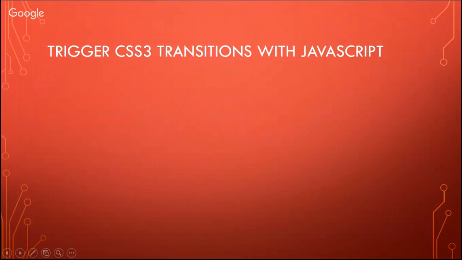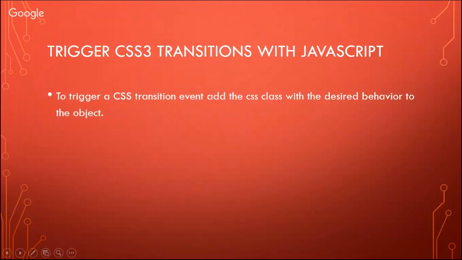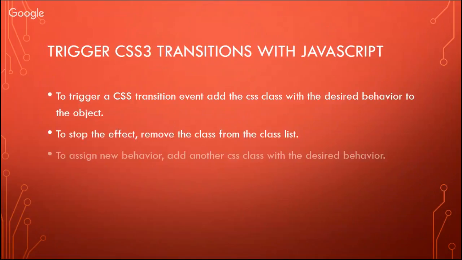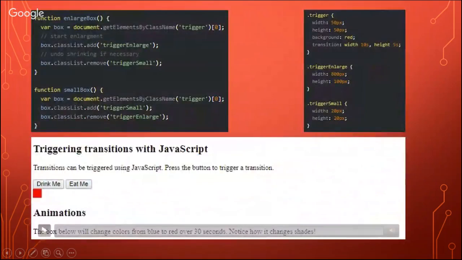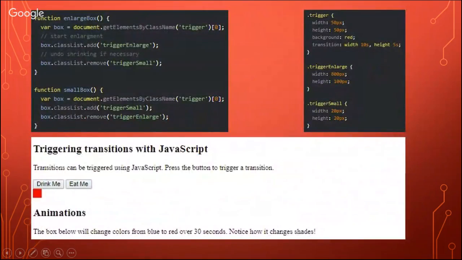Okay. So how do we trigger the transition with JavaScript? Well, the trigger is to add the CSS class with the desired behavior to the object, and to stop the effect, we'll remove the class from the class list. And then if we want to, we can add another CSS class with the desired behavior in our JavaScript code.